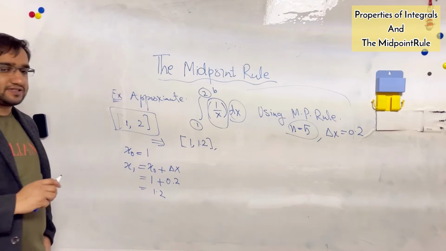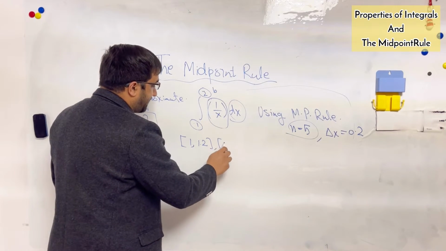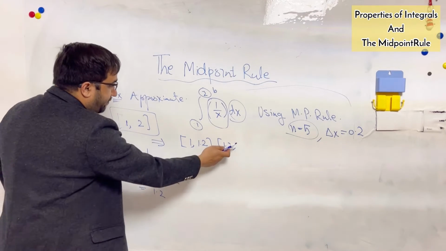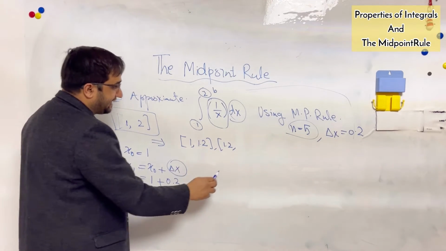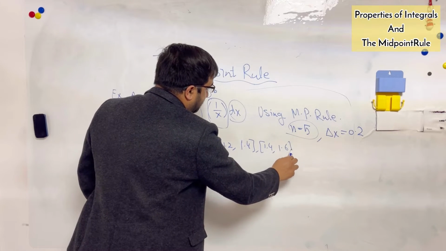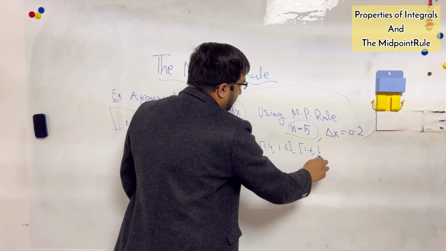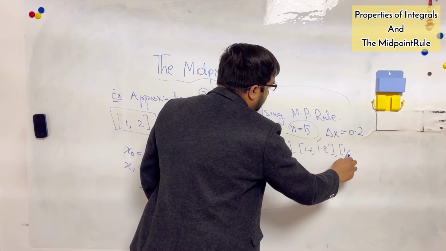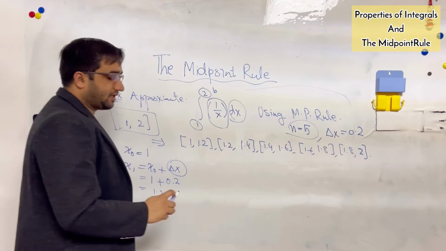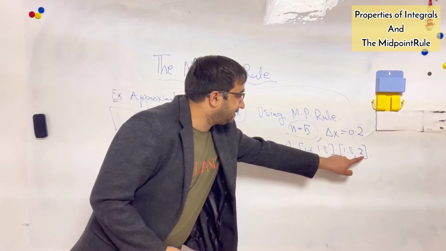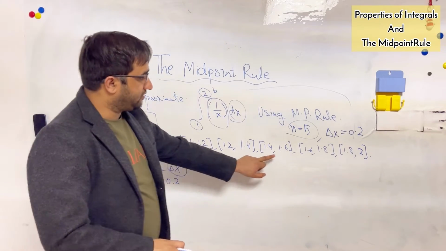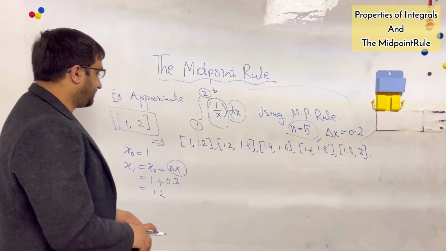So this is now the first subinterval. Then 1.2 will be the first point for the second interval, and 1.2 plus this width again becomes 1.4. Then 1.4 to 1.6, 1.6 to 1.8, 1.8 to 2. So that is the last number, that is the upper limit, so I will stop here. Now I have already got 1, 2, 3, 4, 5 subintervals, that's it.